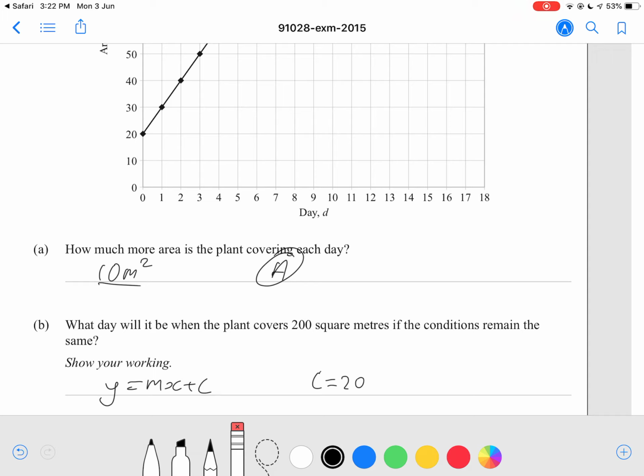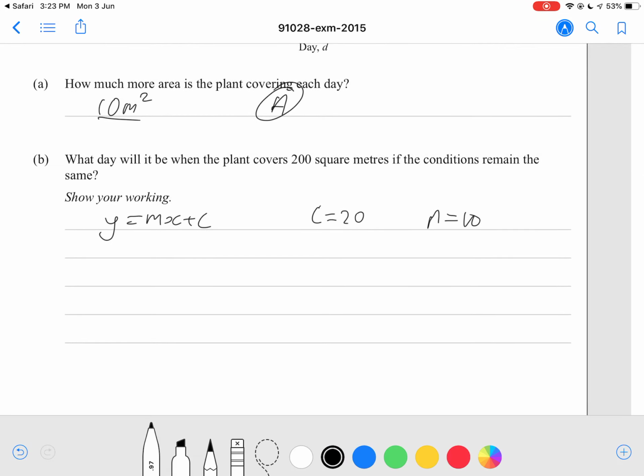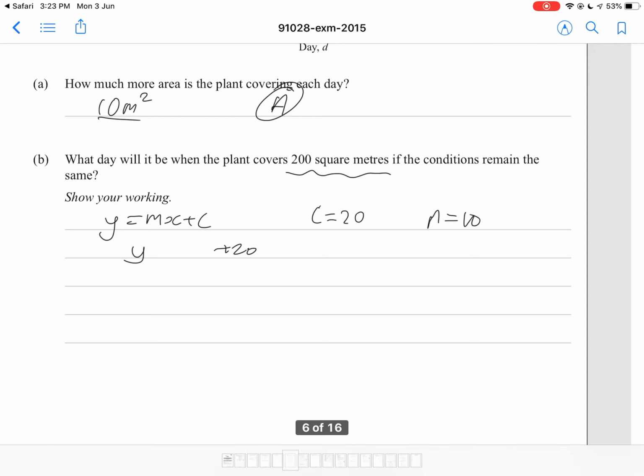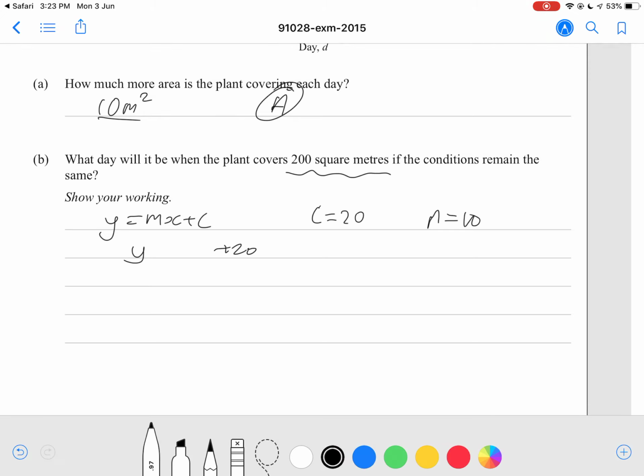So on the 0th day, the plant has covered 20 meters squared. And you know that m equals 10, because the plant increases by 10 meters squared each day. So basically y equals 10x plus 20. We're going to substitute 200 into the equation. Instead of x, we're going to say d, so instead of mx, we're going to say md, because days are in d. So we're going to say that y equals 10d plus 20.